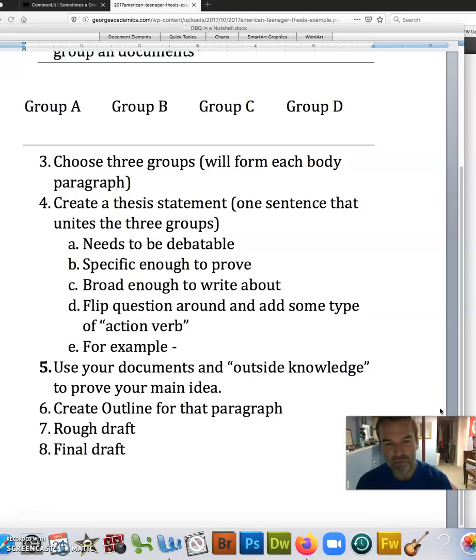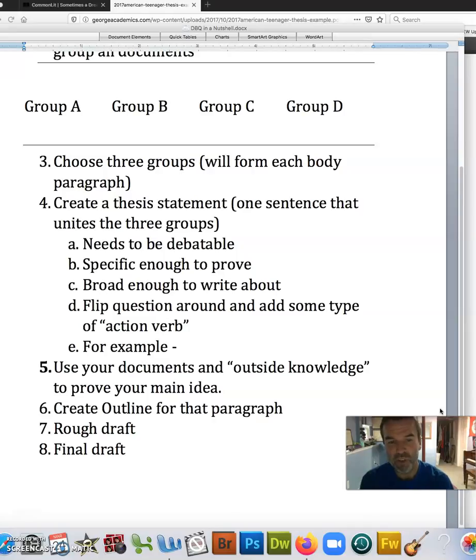We have 3 legs. Each leg is a group. Each leg is a body paragraph. And then the top of the stool is the actual main idea, which is your thesis statement. Okay. The main idea should not have 3 different unrelated ideas. It needs to be one idea that you're trying to prove.